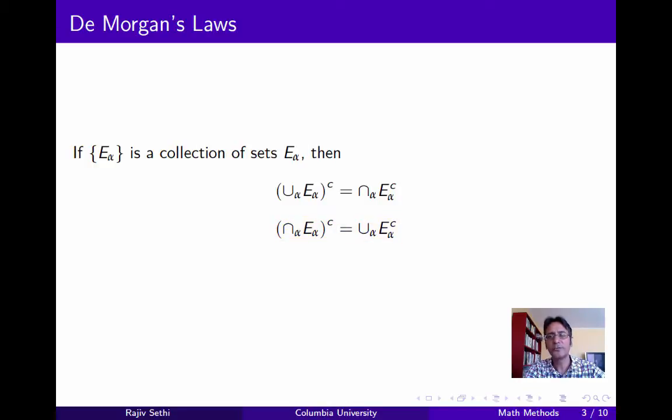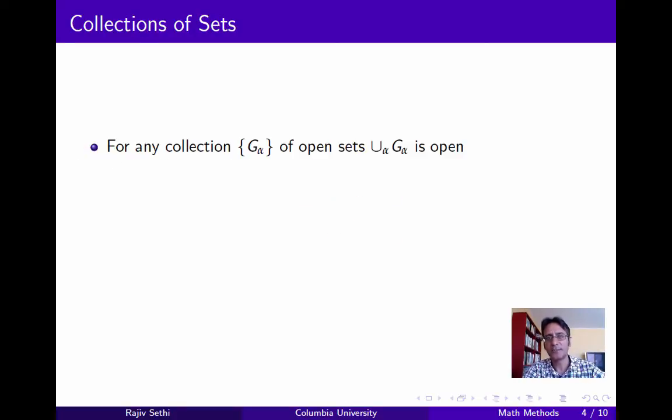And these are extremely useful in taking a claim about open sets and converting it into a claim about closed sets, because we know that a set is open if and only if its complement is closed. So let's consider some such statements. For any collection of open sets, the union of these sets is open. Now this follows directly from the definition of open sets.